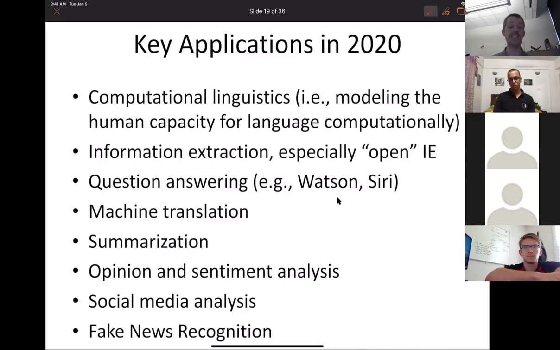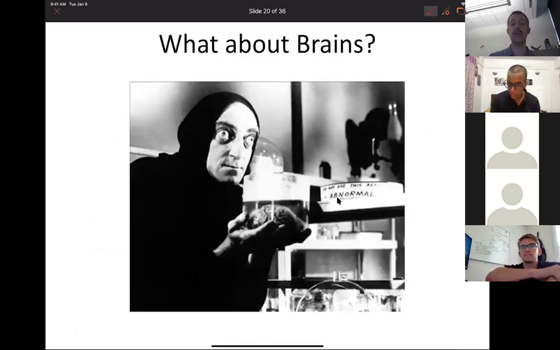There's social media analysis, which relates to opinion and sentiment analysis in a lot of ways. And there are things like fake news recognition. Now you might say, it's easy to recognize fake news. You just find news that disagrees with what I already think, and that's fake news. But there are techniques that can be used to find items of news or information that are not factual. And this is an important application of NLP.